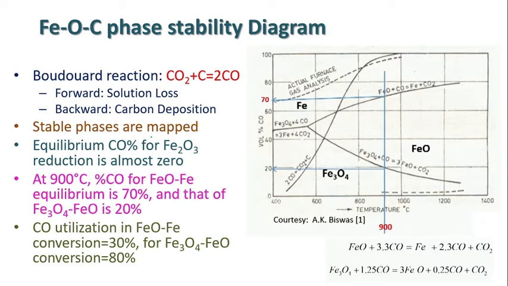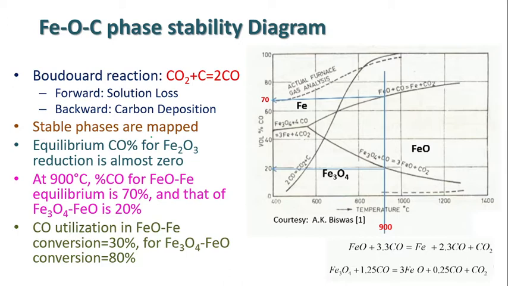And all we talked about was indirect reduction, that means by carbon monoxide. So let's discuss the iron, oxygen, carbon phase stability diagram. It is of much importance in blast furnace iron making because iron ore reduction can be easily understood by this diagram.